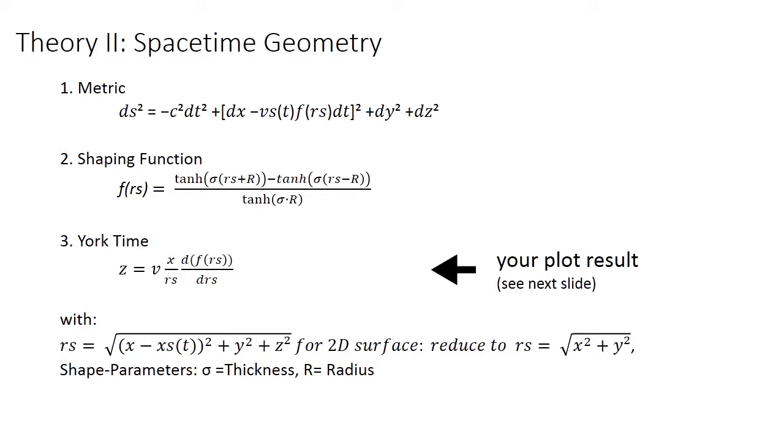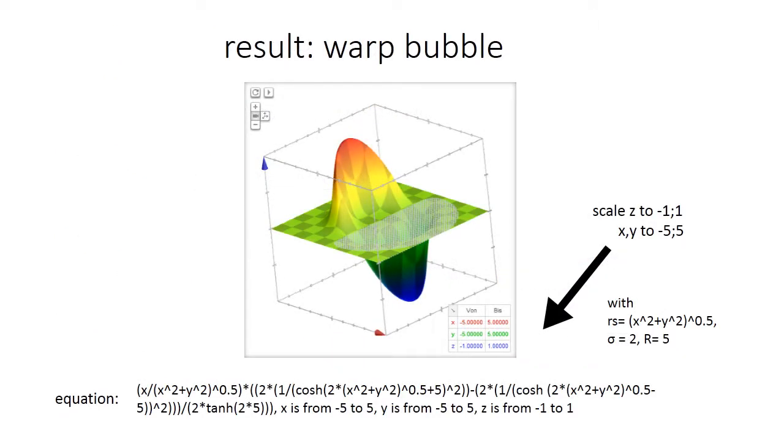And then if you build the first derivative of this shaping function, you get this York time formula, and that is your plot result. And that is your result, the warp bubble. You can also, of course, change the parameters for radius or thickness of the warp bubble and play a little bit around with it.